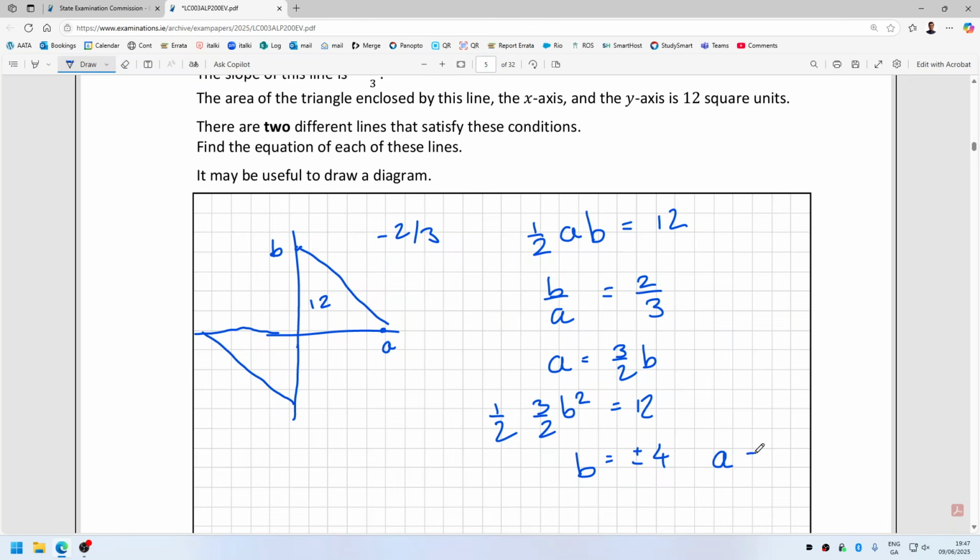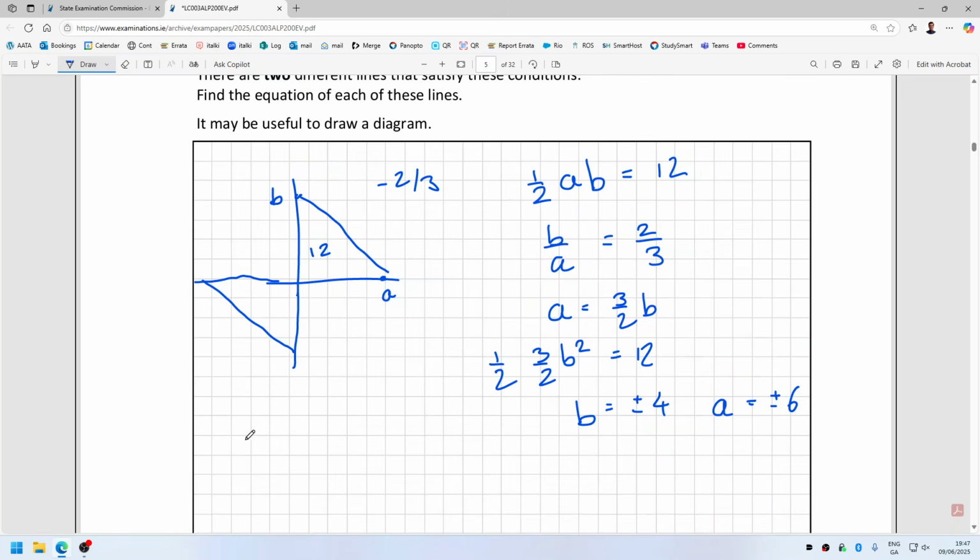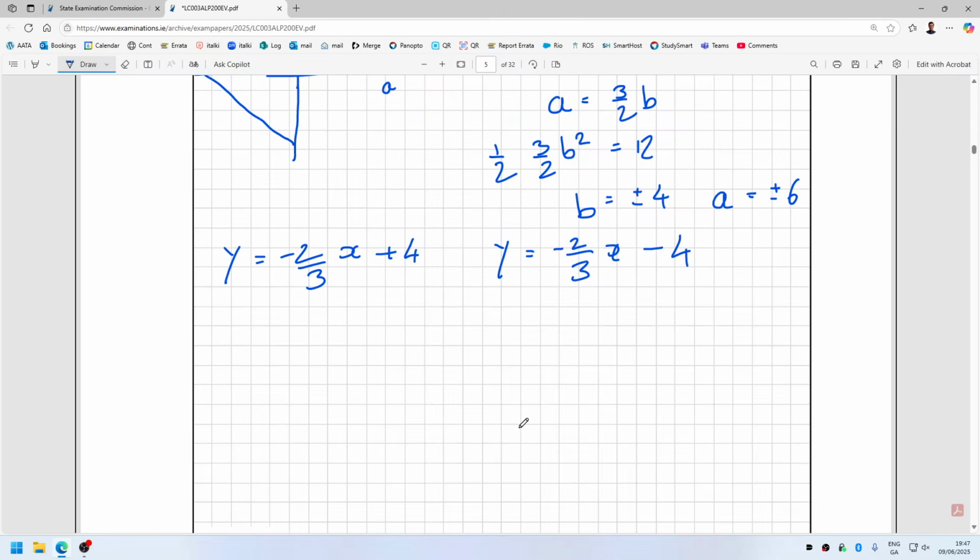Then a's sign would have to match it. So a is 3 over 2 times b, plus or minus 6. Find the equation of each line. So you have y equals mx plus the intercept, or y equals mx plus the intercept. It's based on there. I think that's okay.